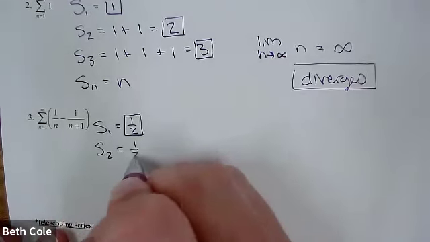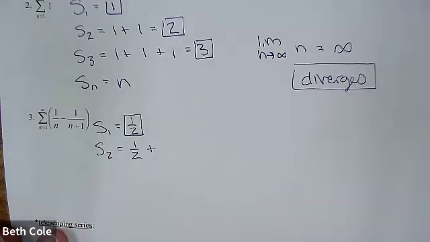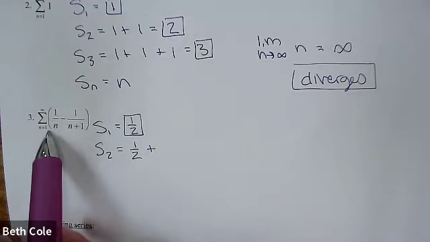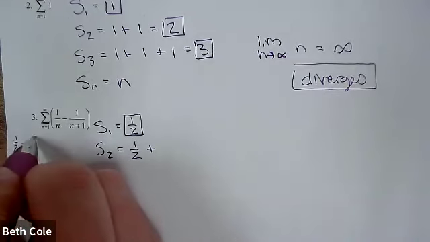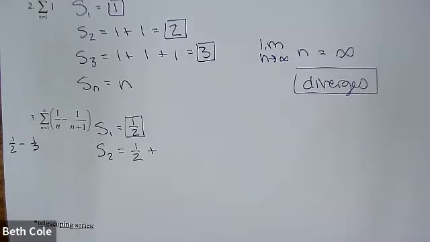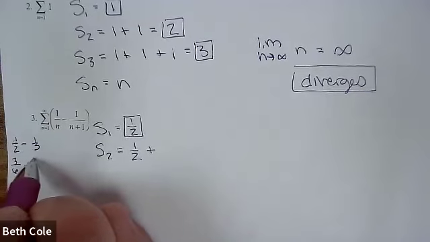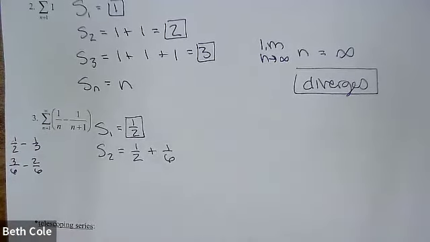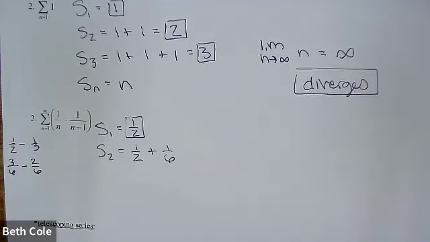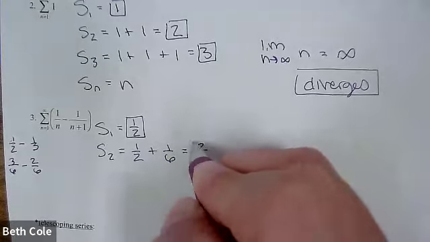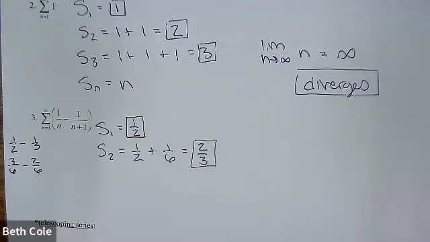All right, so summing up the first 2 terms, it's going to be the 1/2 that we just found, and now we're going to plug in 2 for n. I'm going to do this as a margin problem because it is a lot of fractions. If we plug in 2 for n, we're going to get 1/2 minus 1/3. The common denominator would be 6. So this would be 3/6 minus 2/6, which is 1/6. And then we have to add those together. Yay. So what is that? 3/6 plus 1/6 is 4/6, which is 2/3. Good job. Well, we're going to do one more.